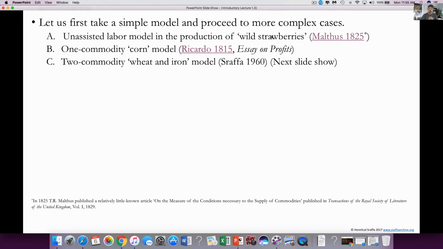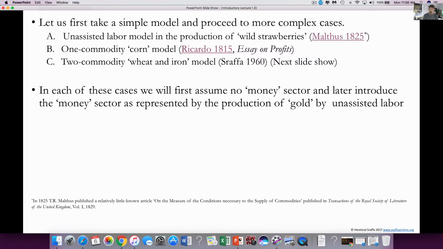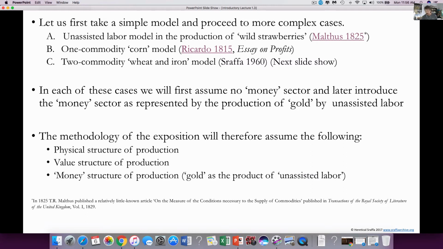Now, the unassisted labor model and the one commodity corn model are talked about in this essay. The two commodity wheat and iron model, which I've done some presentations on, which appears here in Sraffa, is going to be in another slideshow altogether. In each of these cases we'll assume no money first, and then we're going to assume a money sector, and our money sector is going to be the unassisted labor that I spoke about earlier. The assumption is going to be gold or silver produced on the seashore.